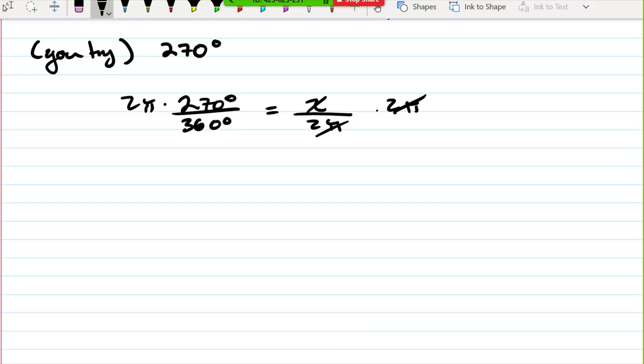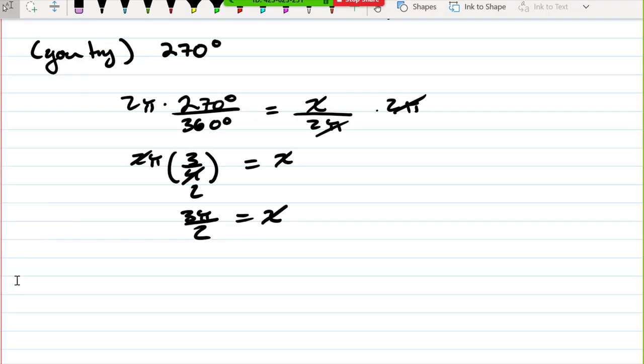So 270 and 360 reduce to 3/4, and then the 2 and the 4 reduce to 3/2, so we get 3 pi over 2 is equal to x. So 270 degrees is the same as 3 pi over 2 radians.